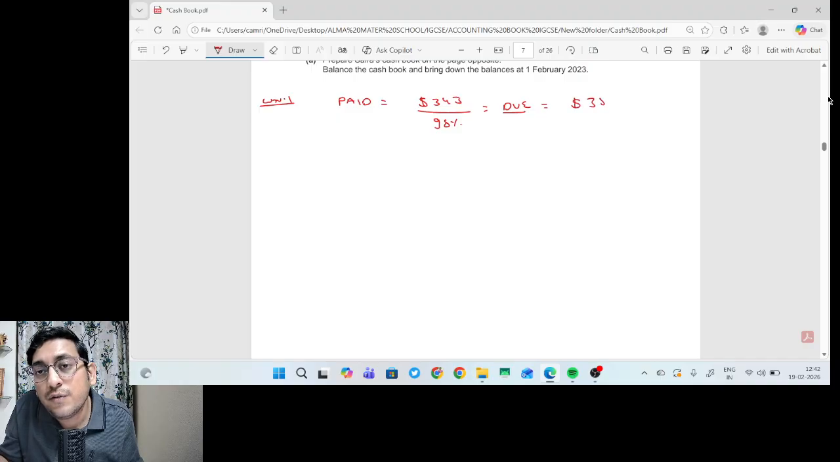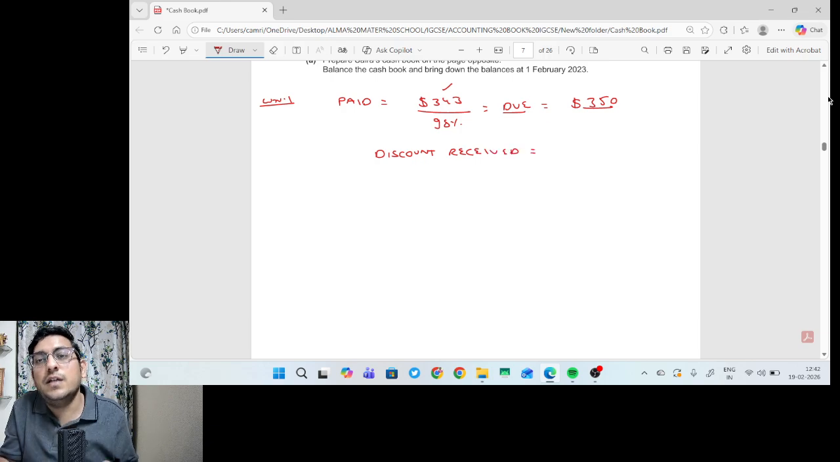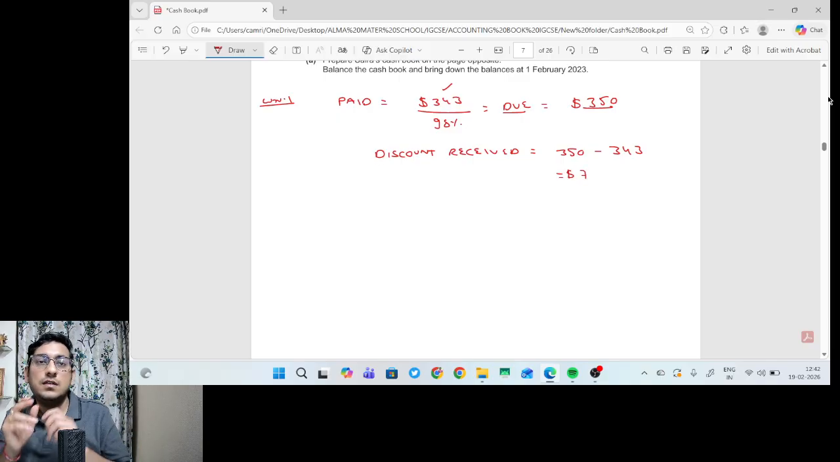That means we have to pay 350, but we already paid 343. So can I say I received the discount of $7? Discount received. How much? It will be $350 minus $343. That is $7. So this is very important, students.